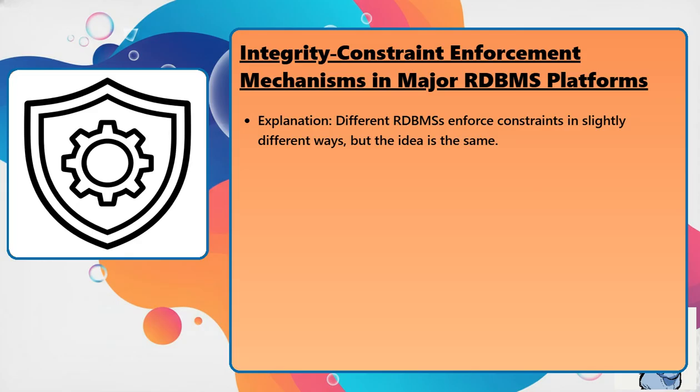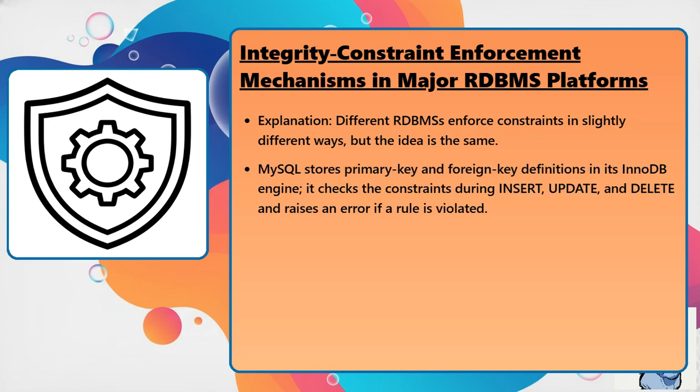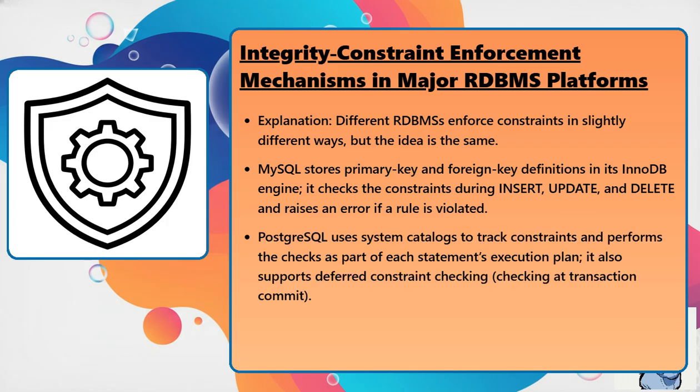Different RDBMSs enforce constraints in slightly different ways, but the idea is the same. MySQL stores primary key and foreign key definitions in its InnoDB engine. It checks the constraints during insert, update, and delete, and raises an error if a rule is violated. PostgreSQL uses system catalogs to track constraints and performs the checks as part of each statement's execution plan. It also supports deferred constraint checking at transaction commit.